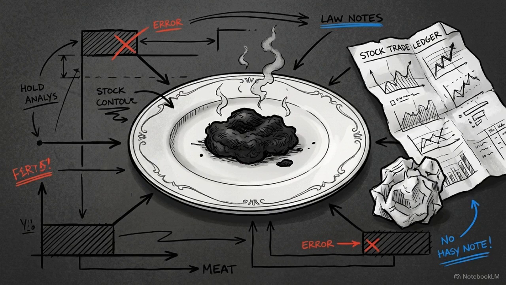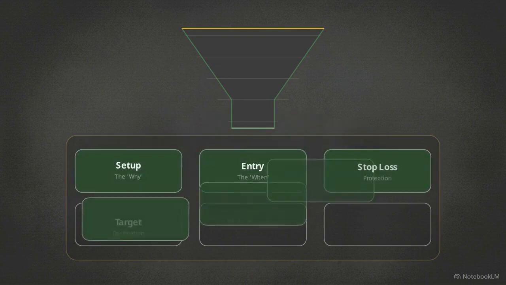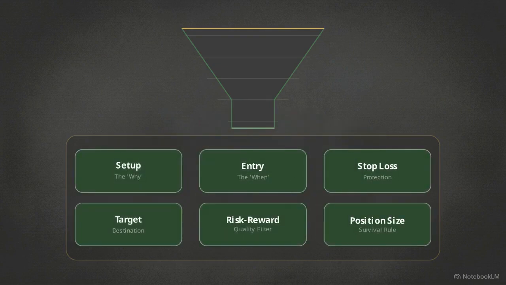You might have the right ingredients, but without a specific sequence and measurements, the final result is unpredictable and often a waste of resources. To solve this, we are going to build a customized 6-part trading recipe. This framework acts as a mathematical filter, requiring specific market conditions to be met before a single dollar is risked.